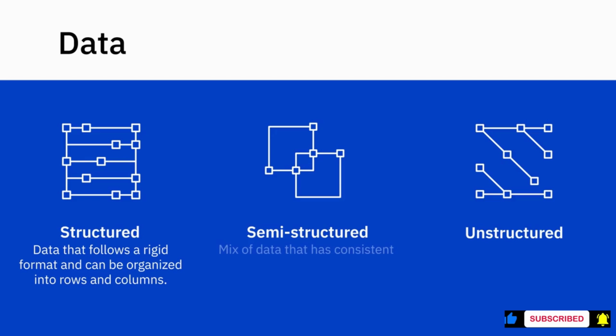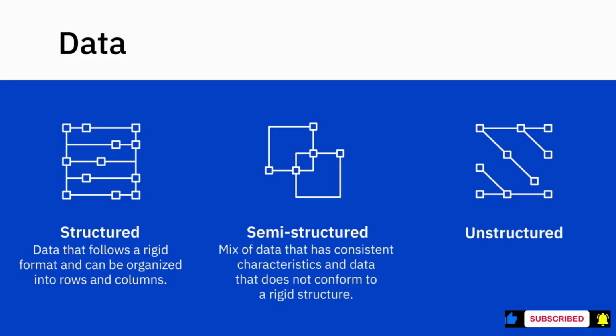Semi-structured data is a mix of data that has consistent characteristics and data that doesn't conform to a rigid structure. For example, emails. An email has a mix of structured data, such as the name of the sender and recipient, but also has the contents of the email, which is unstructured data.